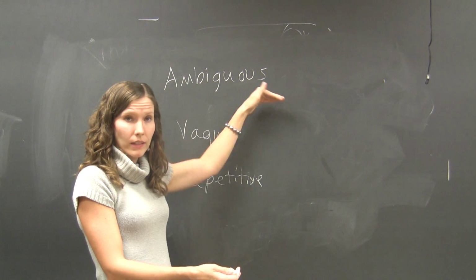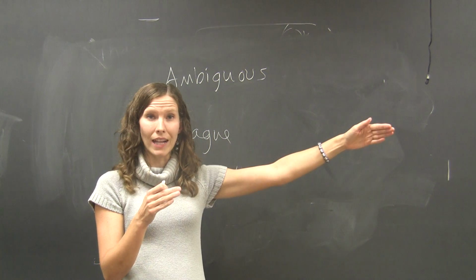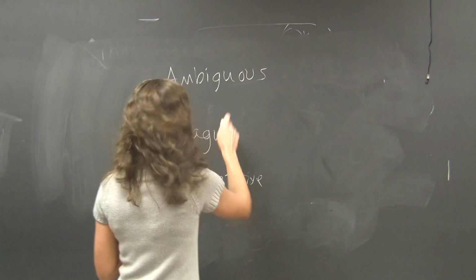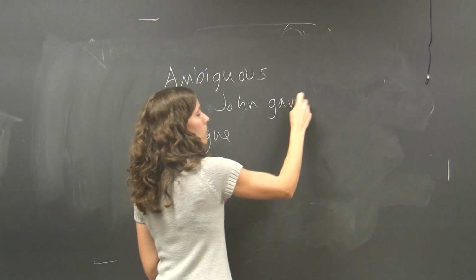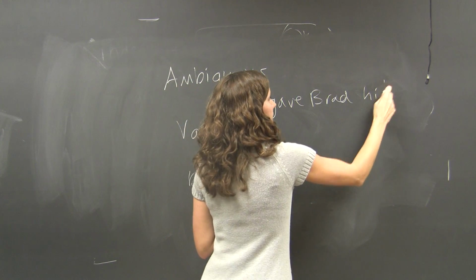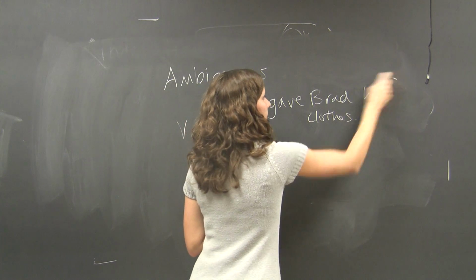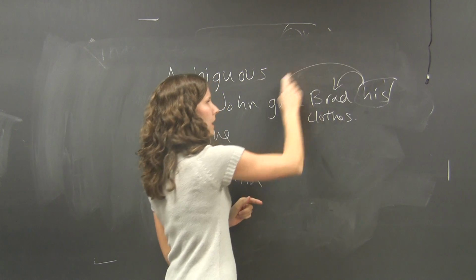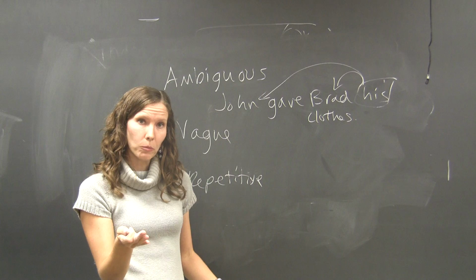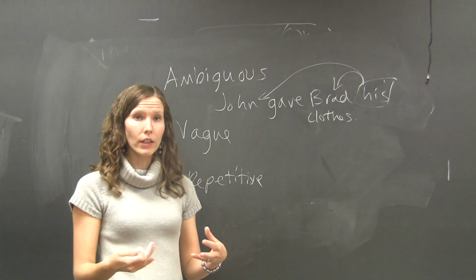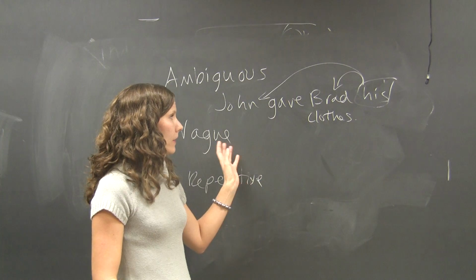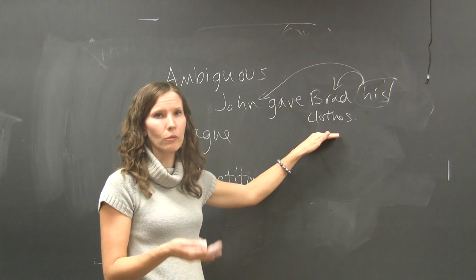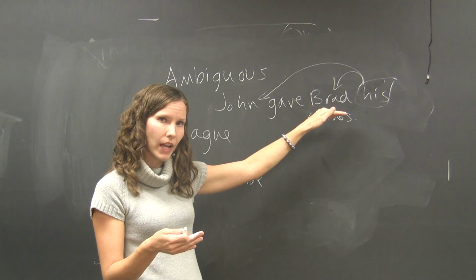So ambiguous means the pronoun could reference 2 different antecedents in the sentence, and the reader can't tell which one it's referencing. So for example, John gave Brad his clothes. This pronoun is ambiguous because I don't know, is his referring to Brad or is it referring to John? Did John give Brad John's clothes or did John give Brad Brad's clothes? So much of writing is about making your ideas clear to the reader, and this is confusing. Your reader doesn't know the meaning you're trying to convey, so it's a problem.